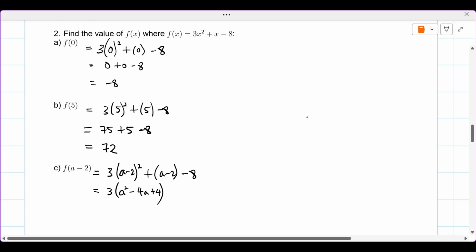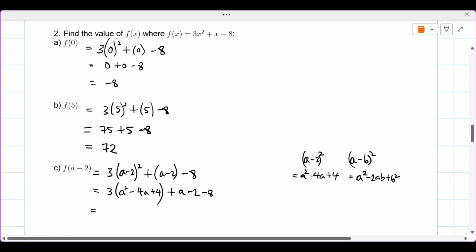So watch out for that a minus 2. Well, we follow the format of a minus b squared, which is a squared minus 2ab plus b squared. So that's going to be a squared. 2 times a times -2 is minus 4a, and then -2 squared, sorry, 2 squared is 4. So that's why we have a squared minus 4a plus 4. Plus a minus 2 minus 8.